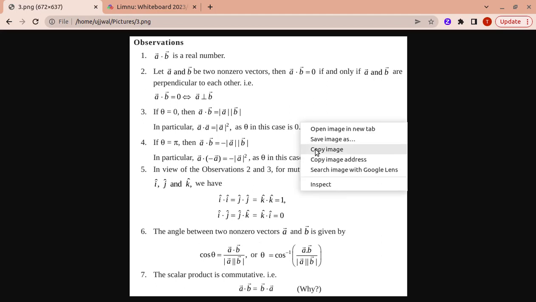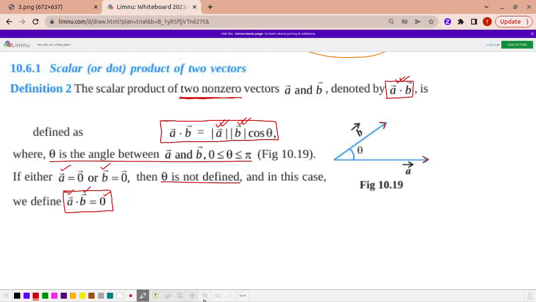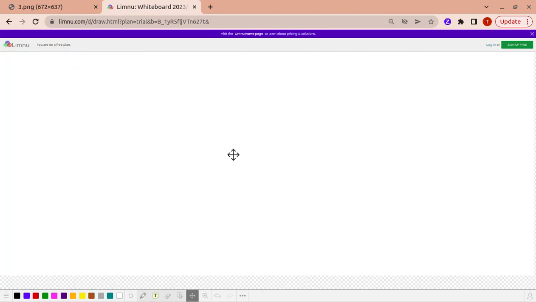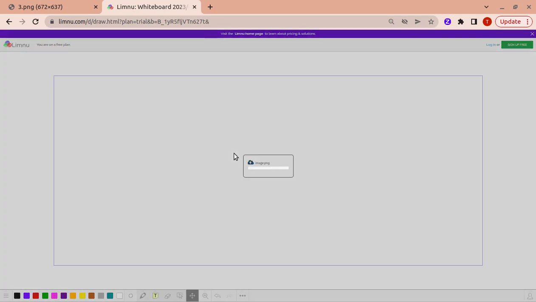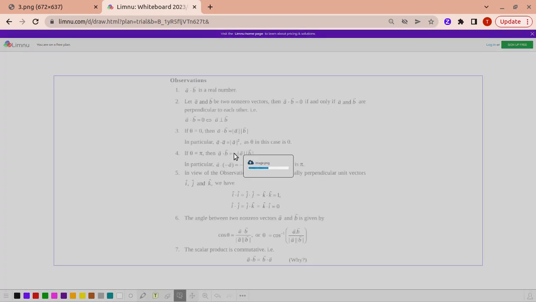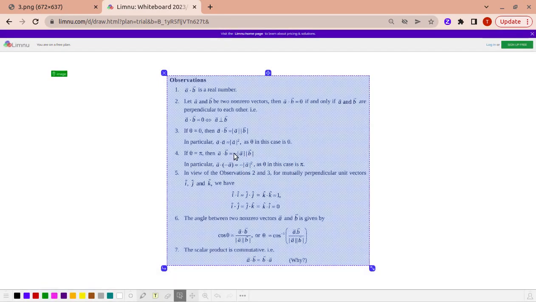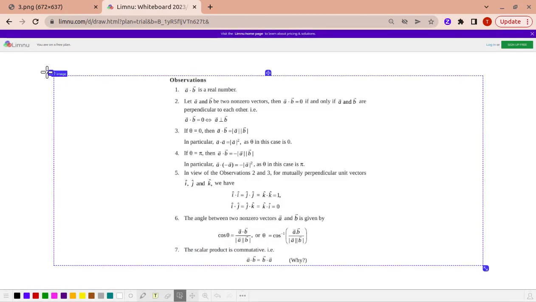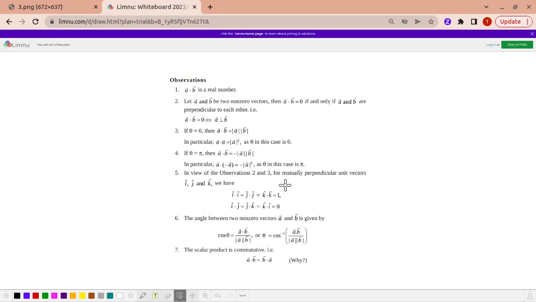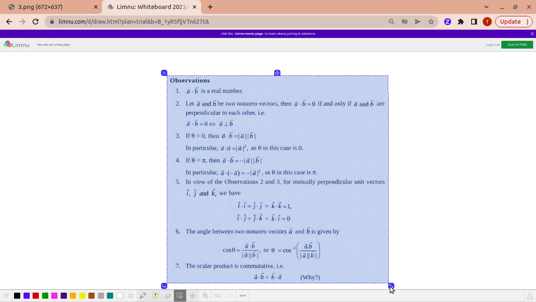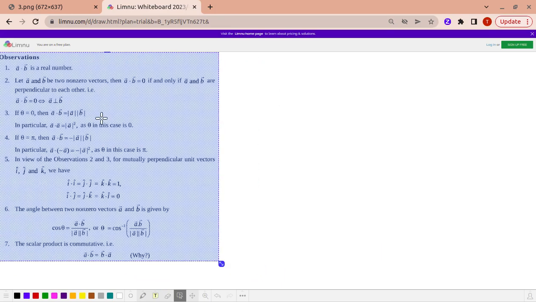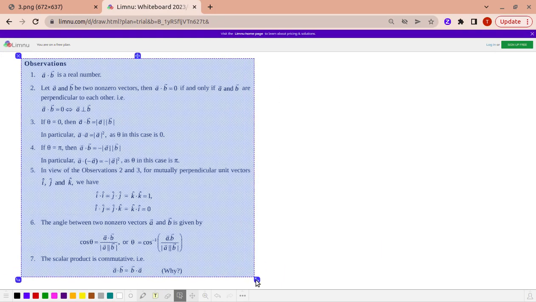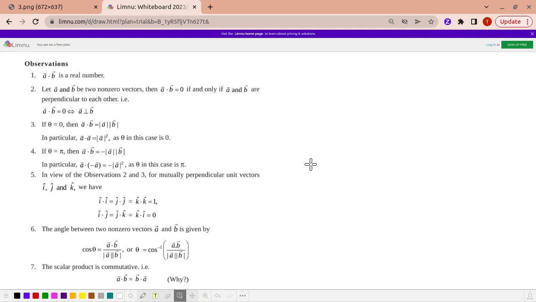Now let us make some observations, and these observations are extremely important to realize the significance of dot product, and also to answer questions. To answer questions you need to take assistance of these observations. I am going to explain each of these observations in detail. So the first point, dear students, is that A dot B is a real number, that we are already aware of, we have just discussed.